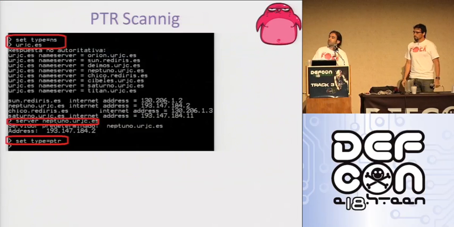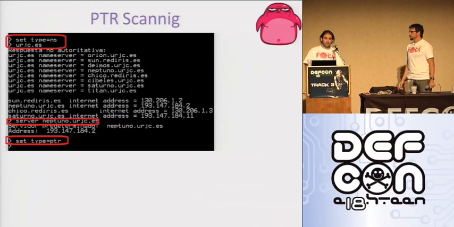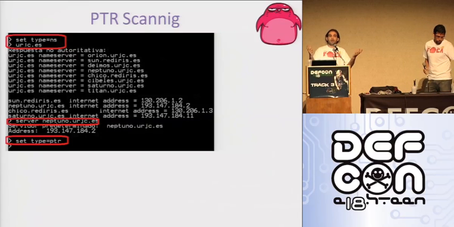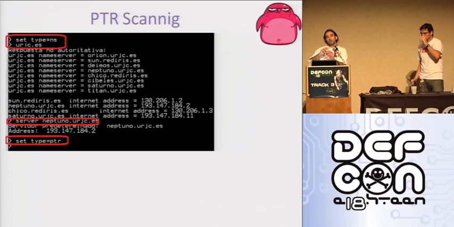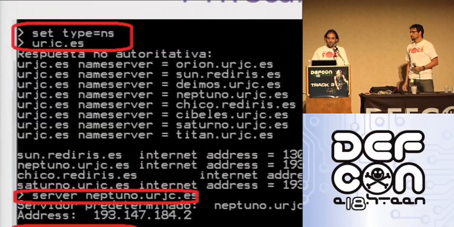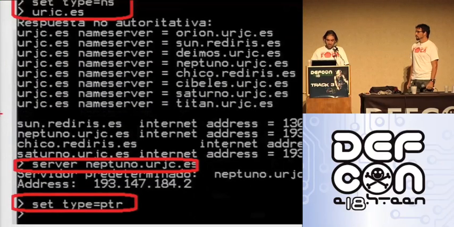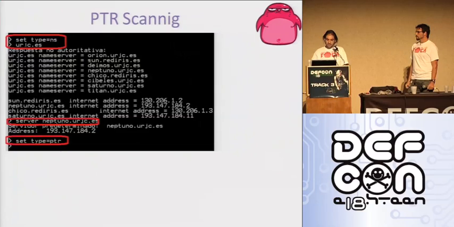Another feature that we added to Foca is the PTR scanning. The idea is that once you are able to discover an internal IP address of an internal network, it's possible to connect to the internal DNS, change the query type to PTR, and scan the internal network segment. So in this example with my university, they love me. We look for the internal DNS, we change the DNS to Neptuno, and we change the query type to PTR. From that moment, we can throw queries to that DNS like this.